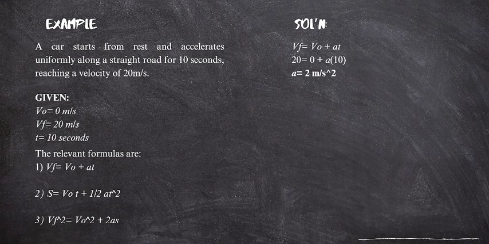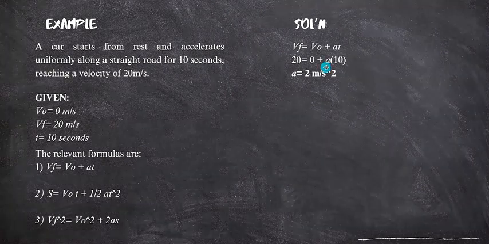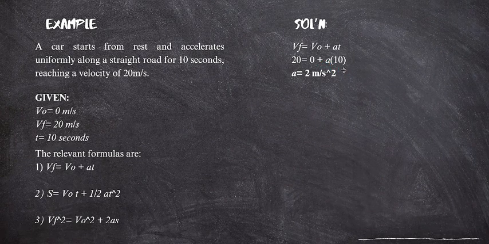So to solve this, first let us use the first formula, which is final velocity is equal to initial velocity plus acceleration times time. Then substitute the given. We have here final velocity is 20 and our initial velocity is 0 plus a, since we should find first the acceleration, then multiply by time. So we get an acceleration of 2 meter per second squared.